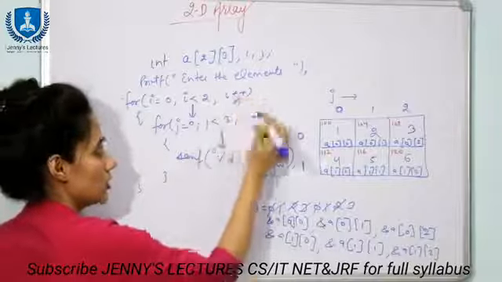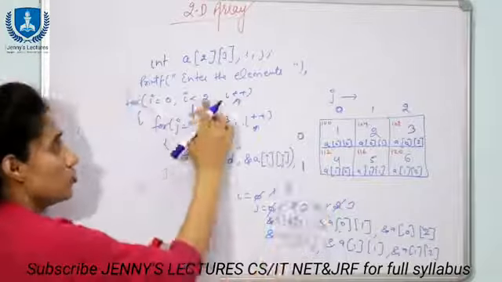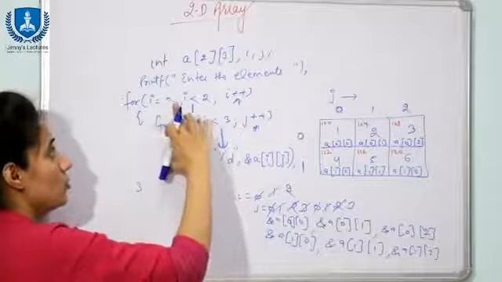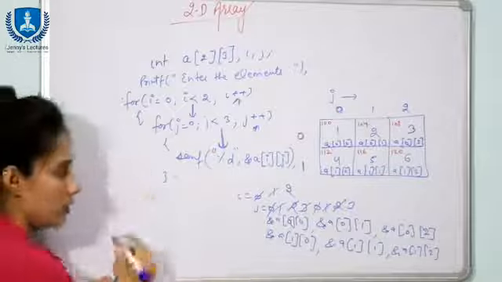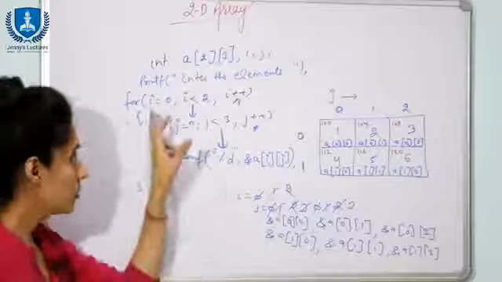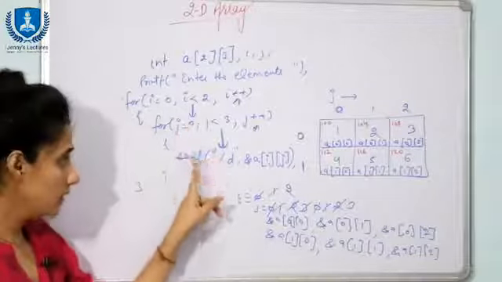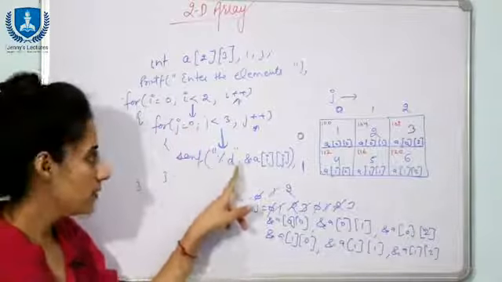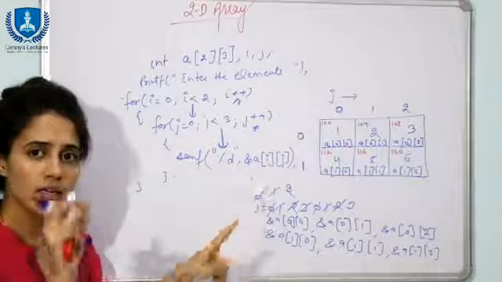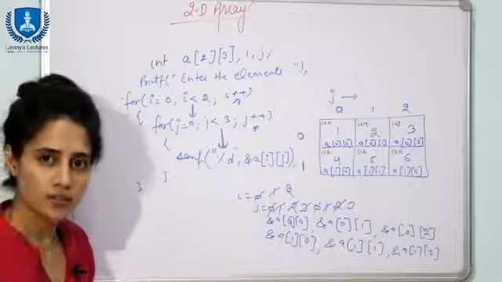That is i plus plus. Now i becomes 2, is 2 less than 2, no, now control will go out from this for loop, here only. Now after taking the values, you can print the values, you are going to take the same 2 for loops, but rather than scanf you will write printf %d, and here you will write a of i and j.